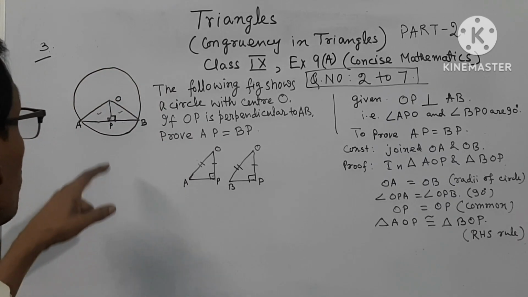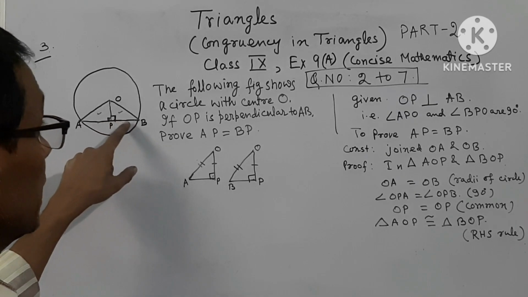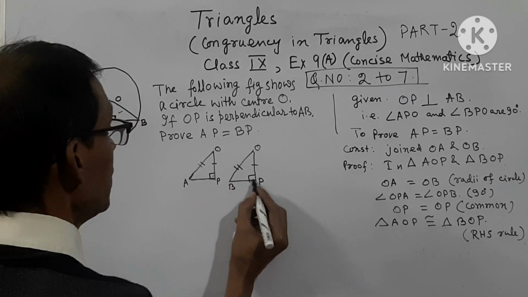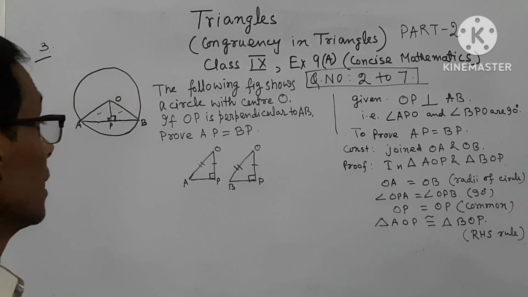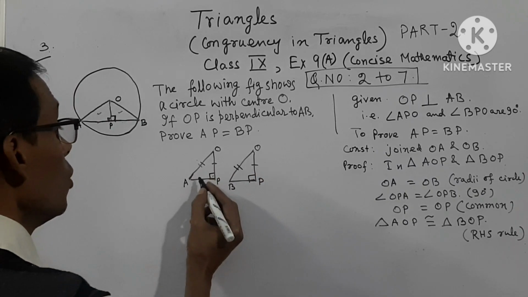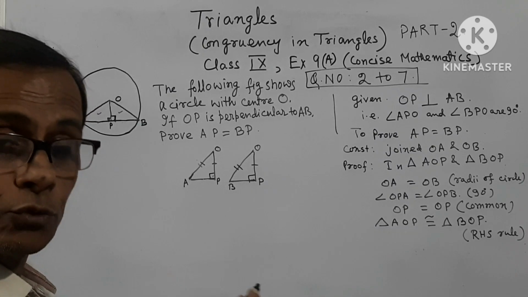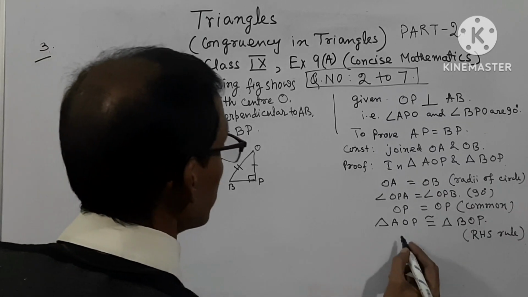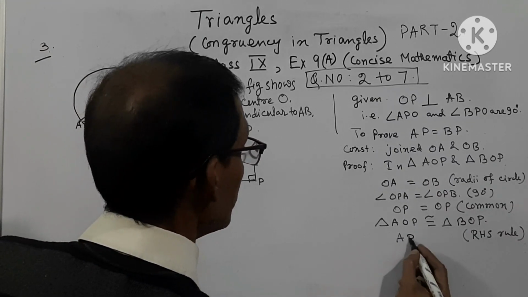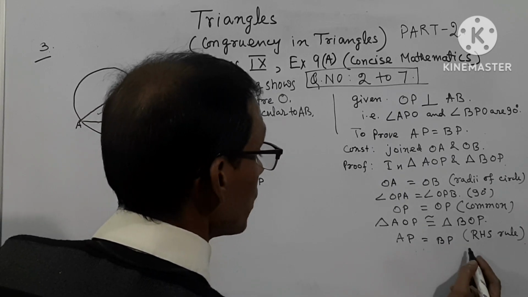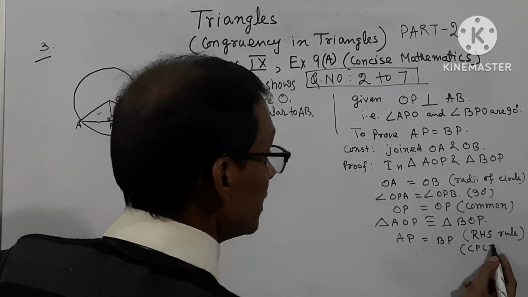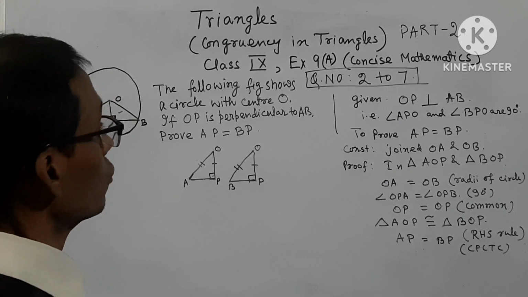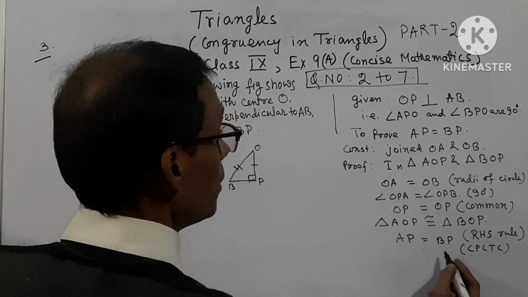Now, what I have to prove? We have to prove that AP equal to BP. See, AP is corresponding to BP, and we have already proved that these two triangles are congruent. So, corresponding parts of two congruent triangles will be congruent. So, we can say AP equal to BP, and we have to write CPCTC. Congruent parts of congruent triangles are also congruent. So AP equal to BP, what you have to prove, you have already proved.